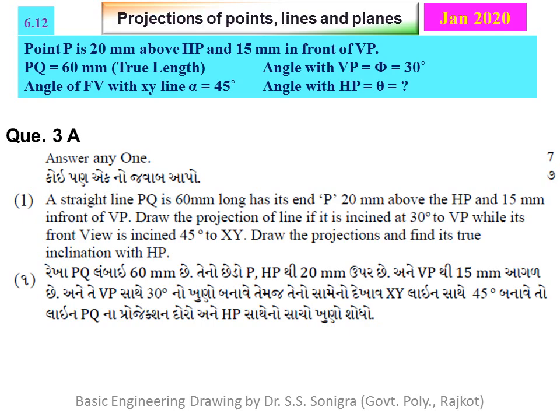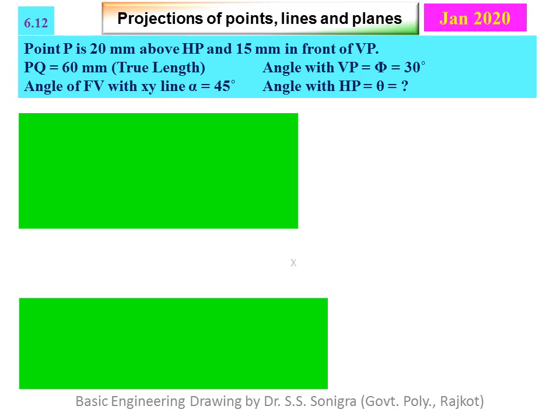And we have to find out angle with VP, theta. These all data can be written in brief like this. Now to solve this problem, as usual, first we draw XY line that represents intersection of HP and VP, and draw position of point P, that is front view and top view of point A. P dash will be above XY line at a distance of 20 mm and P will be below XY line at a distance of 15 mm. That is given in first line.